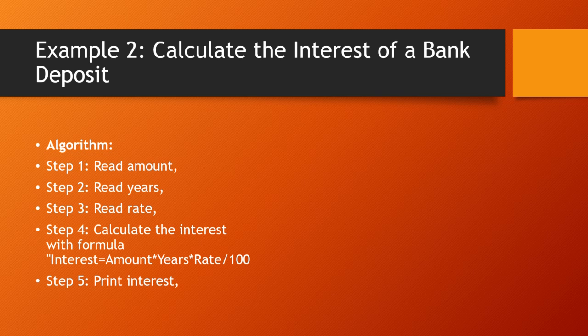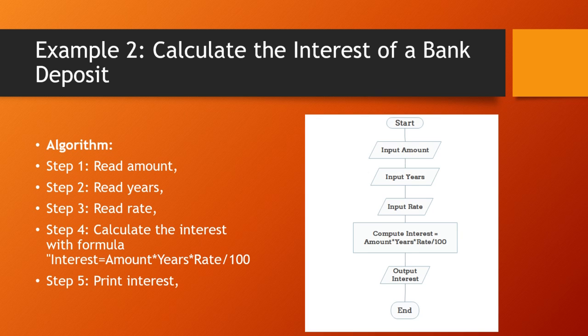In flowchart form, it looks like this. So the inputs are the following: the amount, the years, and the rate, and then the process box will compute the interest where it's equal to the amount times the number of years times the rate divided by 100, and then output the interest.